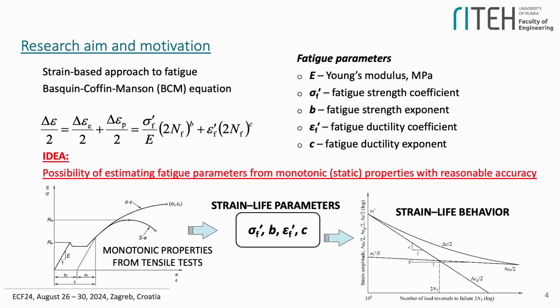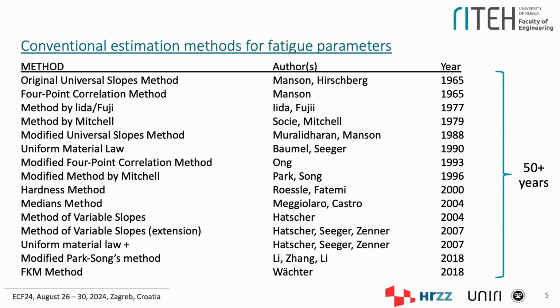The idea is, of course, not new, as can be seen from this list here. There is approximately 50+ years of development of such methods. The first two were proposed practically at the same moment: the original universal slopes method and the four-point correlation method. I won't go through all of them, but quite a nice number has been developed over the years, with the most recent additions, as far as I know, in 2018.